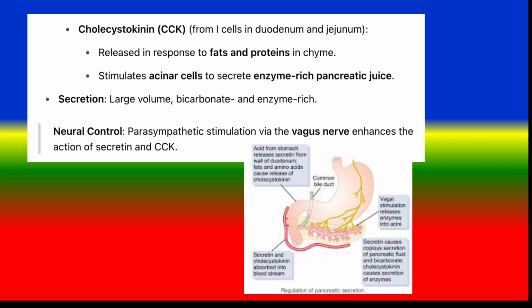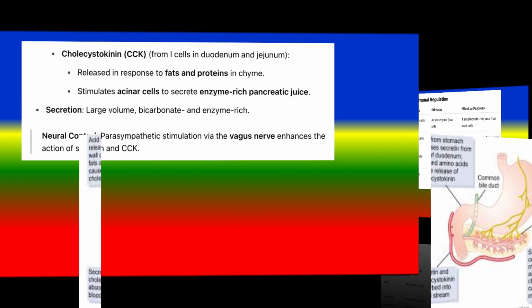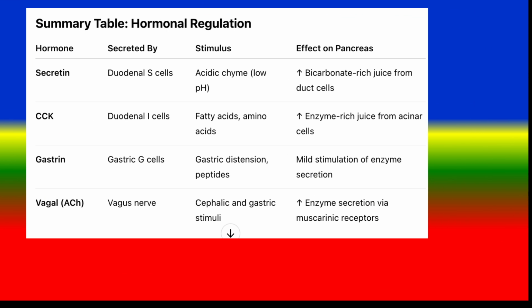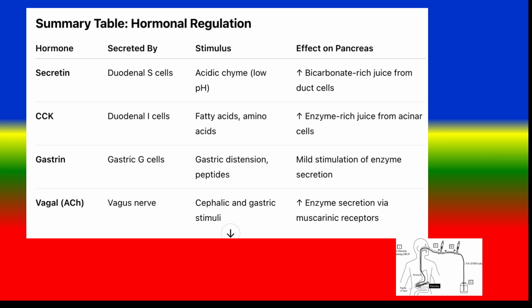Neural control. Parasympathetic stimulation via the vagus nerve enhances the action of secretin and CCK. Summary table. Hormonal regulation. Hormone, secreted by, stimulus, effect on pancreas. Secretin, duodenal S cells, acidic chyme, low pH, bicarbonate-rich juice from duct cells.